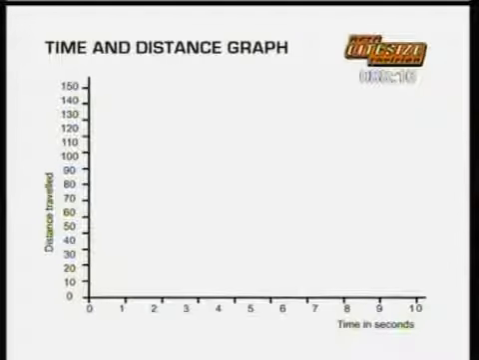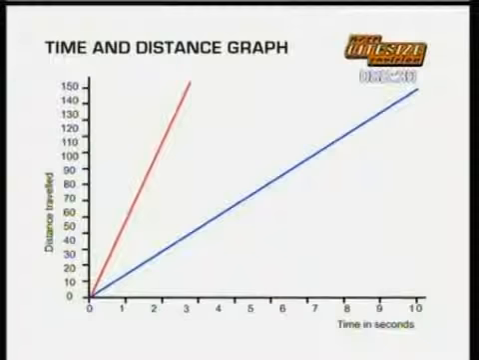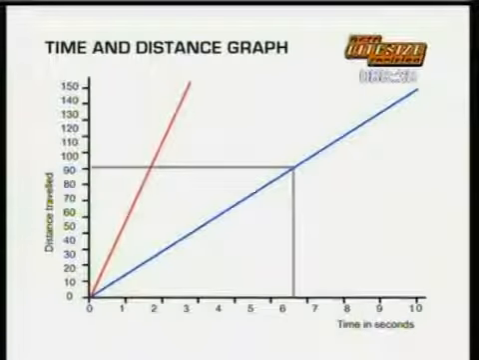A useful way of showing speed is on a time and distance graph. A straight line on the graph means that the speed is constant. The extra distance travelled each second is the same. The steeper the line, the faster the speed. The actual speed is the slope of the graph, the distance divided by the time, in kilometres per hour or metres per second.